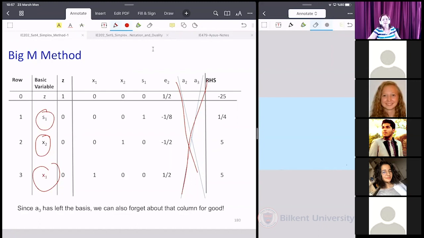Irem? No, hold on. I'll unmute you. Yes, Irem? Ratio test, maybe. Enter. How do we enter? Which variable is going to enter? Wait a minute.